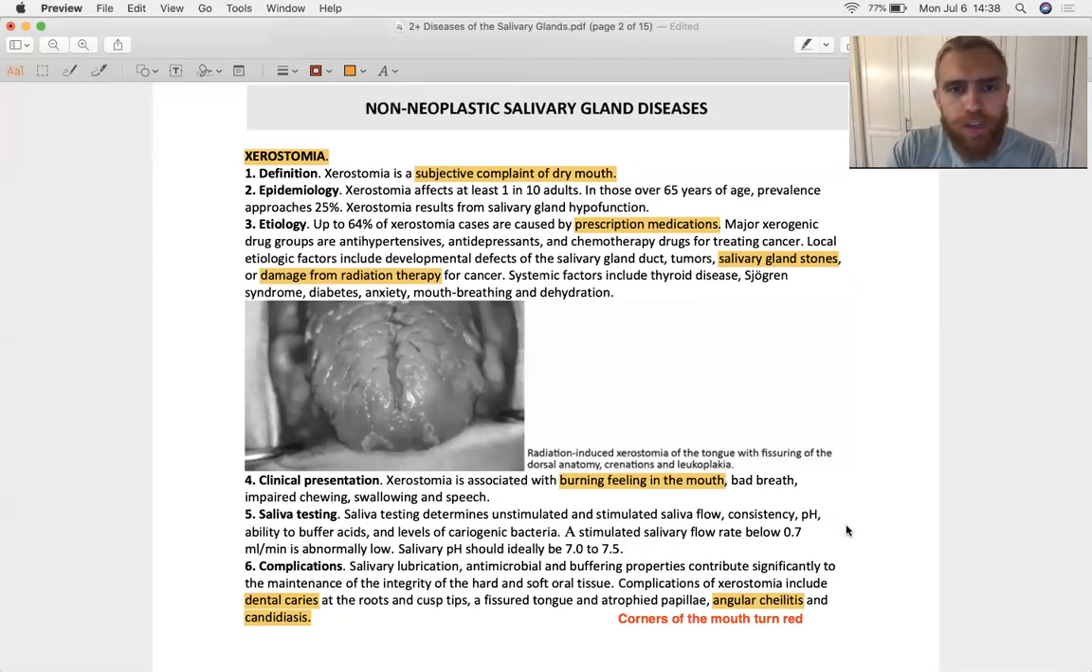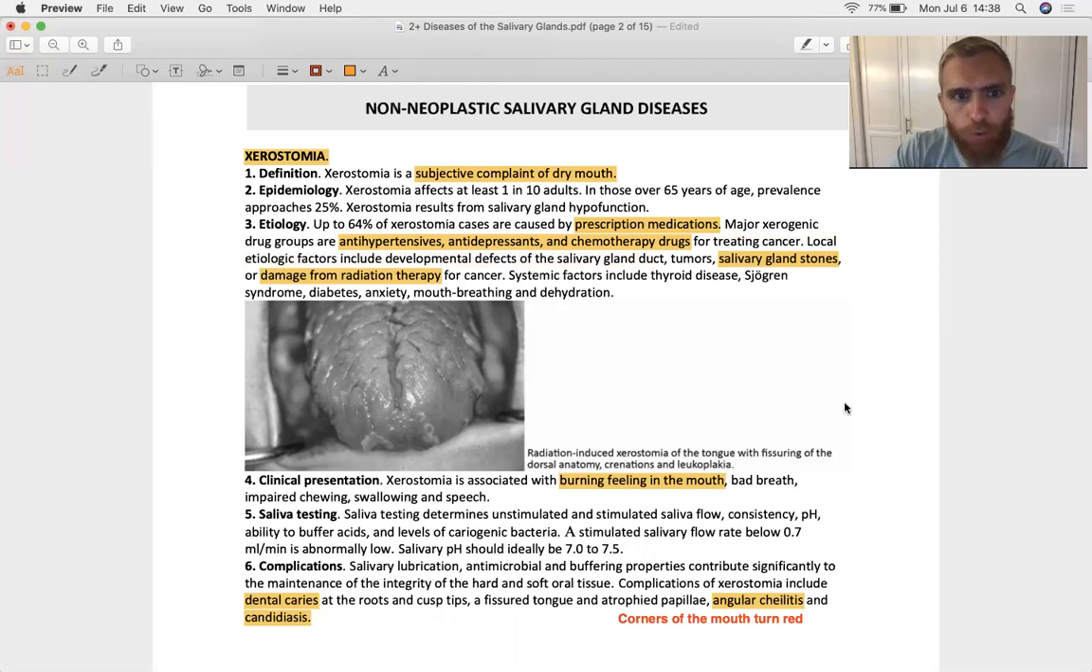Xerostomia is the subjective complaint of dry mouth. It's basically a vocabulary word. It could be included in a test question. And it's going to narrow your differential to problems of the oral cavity. So it can be drug-induced, specifically antihypertensives, antidepressants, chemotherapeutics. So recognize those classes of drugs for the exam.